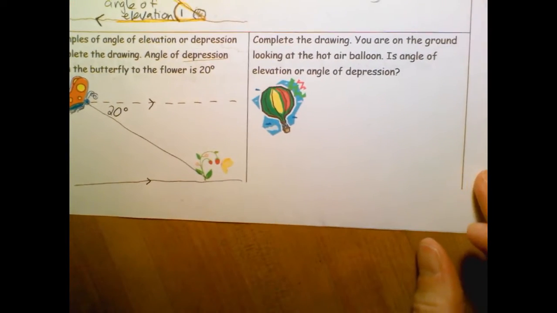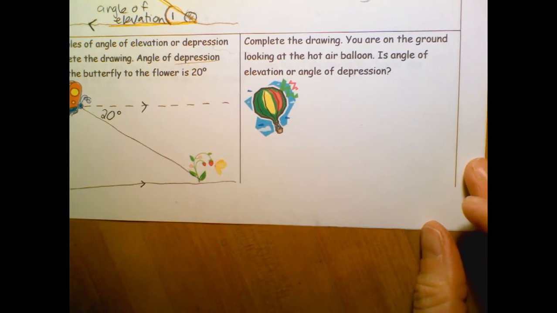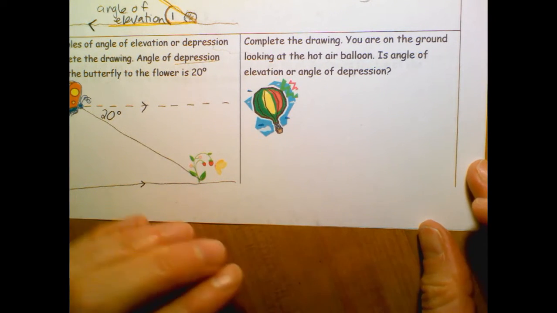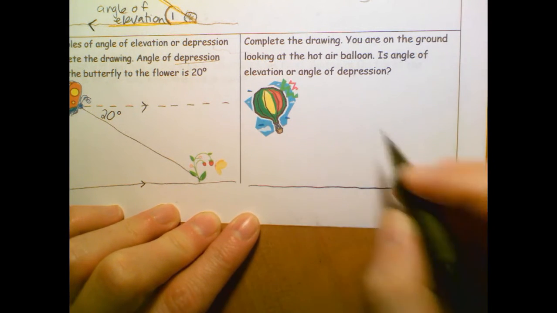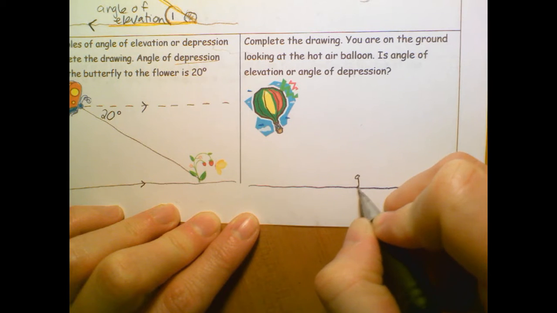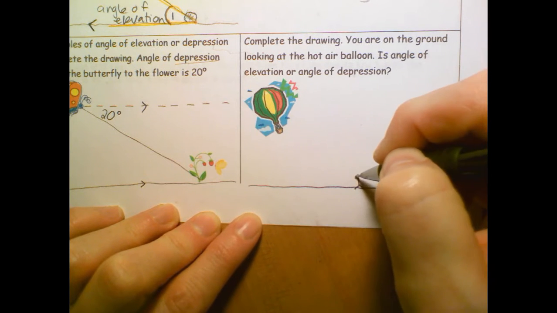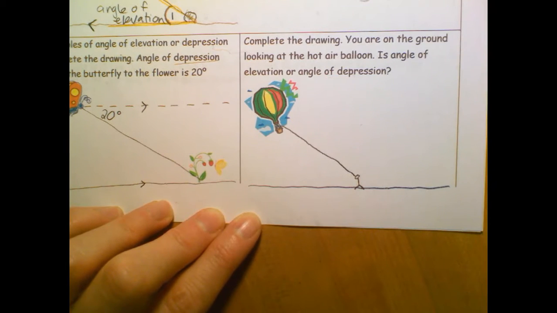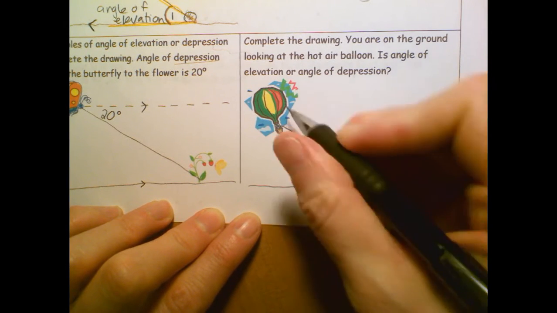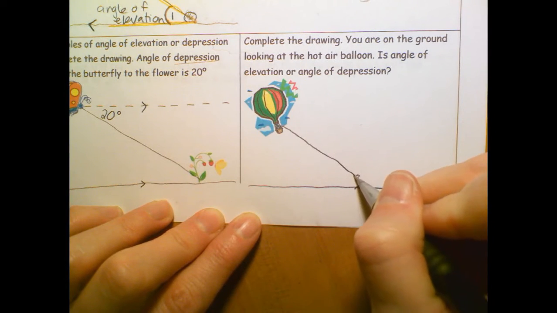Okay, complete the drawing. You are on the ground looking at a hot air balloon. Is this an angle of elevation or an angle of depression? All right, so let's make a ground. And you are down here looking. If you look up to the hot air balloon, that's the line of sight. From you looking up, this would be an angle of elevation, right?